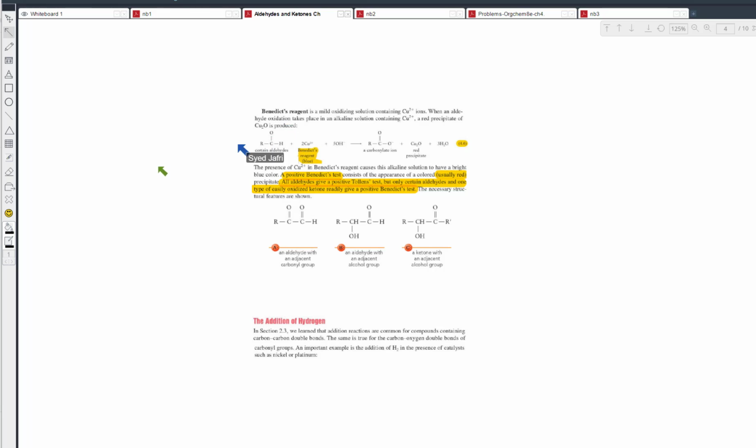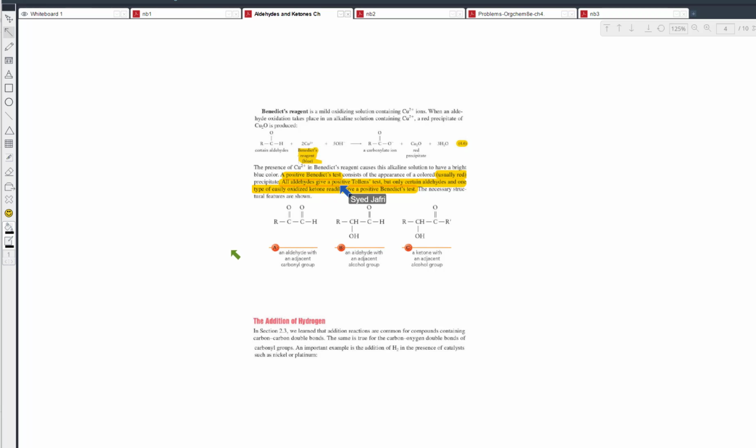This is another test for aldehyde and ketone, because we know that aldehyde is easily oxidized, ketone is not. Benedict's reagent is a mild oxidizing agent, containing cupric ion, Cu2 positive ion. Benedict's reagent is blue color. This one is going to react and you will get a red precipitate of cuprous oxide if it is an aldehyde. The reagent causes this alkaline solution to have a bright blue color. A positive Benedict test consists of the appearance of a colored, usually red precipitate.